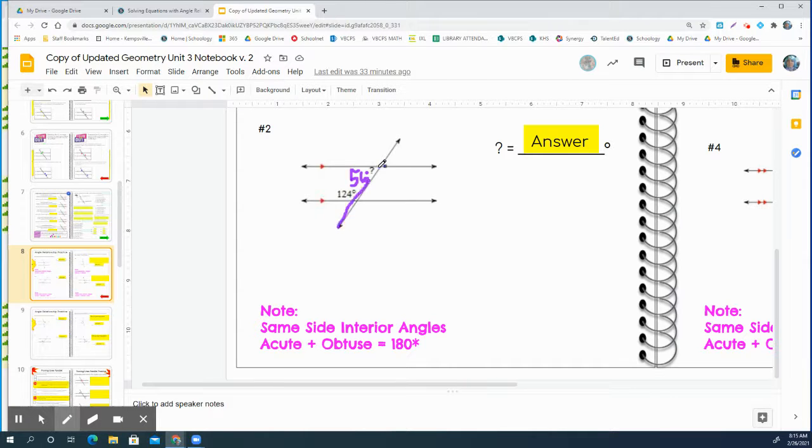So I've got my transversal. I've got my parallel lines because I've got the arrows here. They're on the same side, supplementary. So sometimes that helps. Same side supplementary, same side supplementary. Always going to add up to 180 degrees.